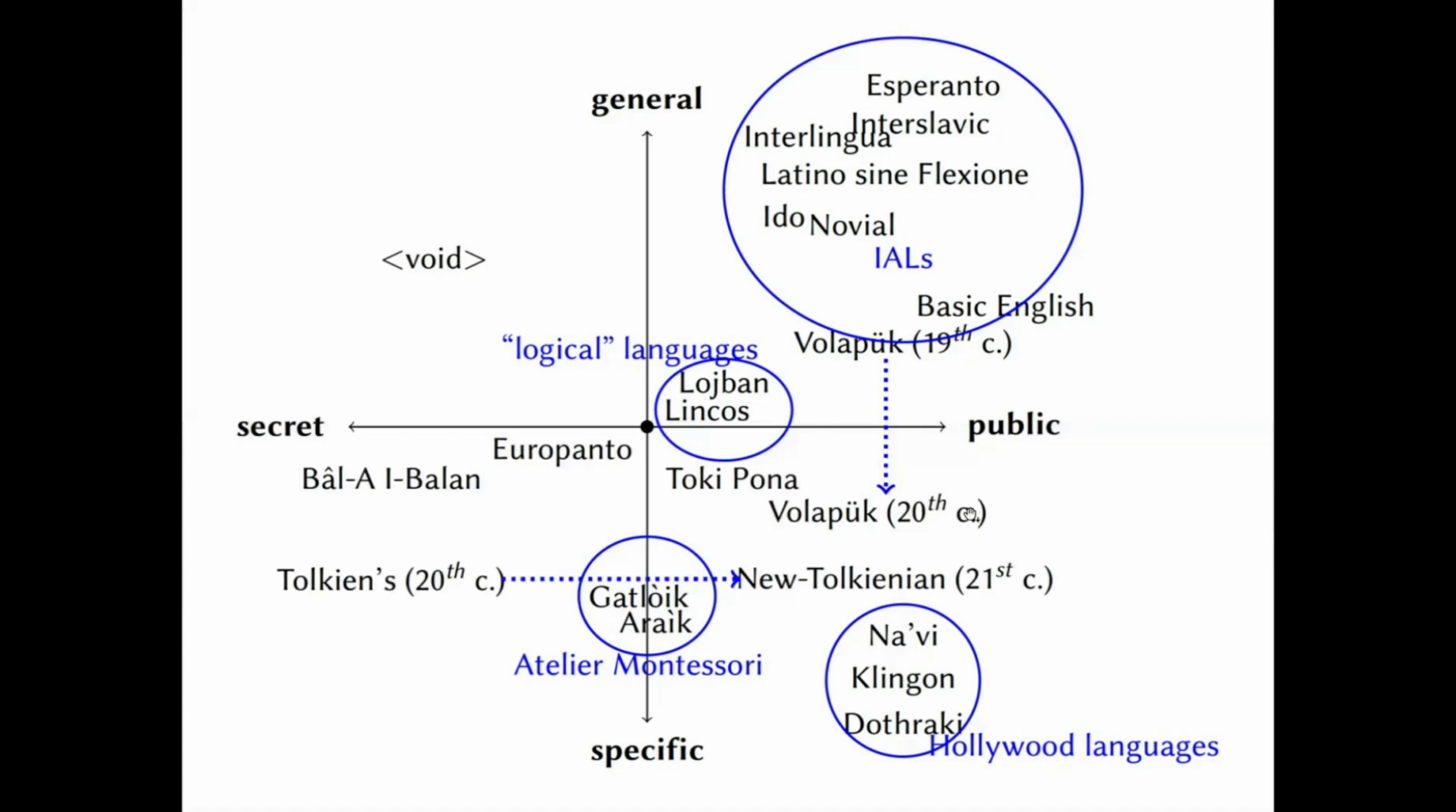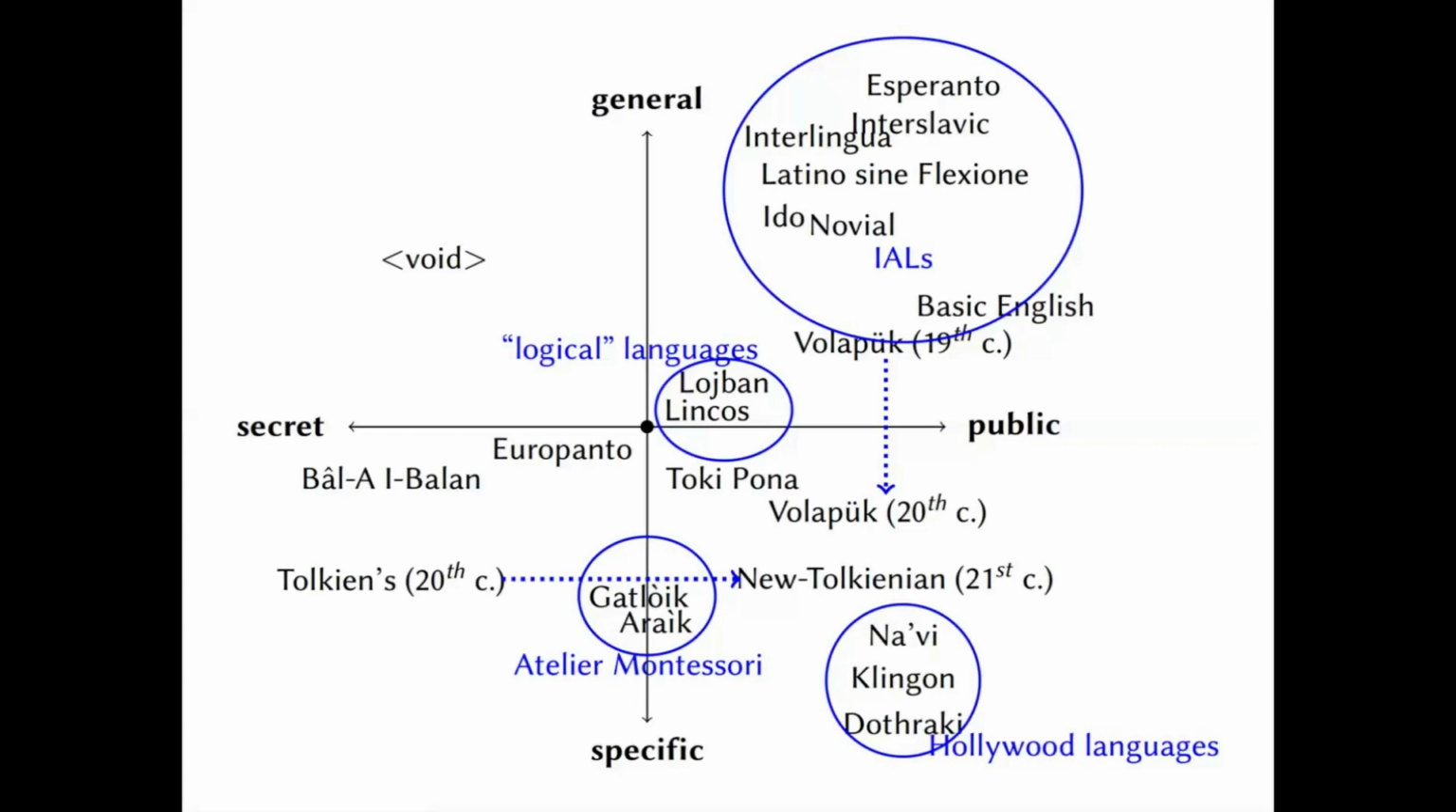Then you have on the other side Hollywood languages, Na'vi, Klingon, and Dothraki being the big three, but also the Neo-Tolkienian languages, which means the languages based on Tolkien's Lord of the Rings and Hobbit and all the fictional world of Middle Earth, but reinterpreted for Hollywood, from the trilogy of Peter Jackson and the others.